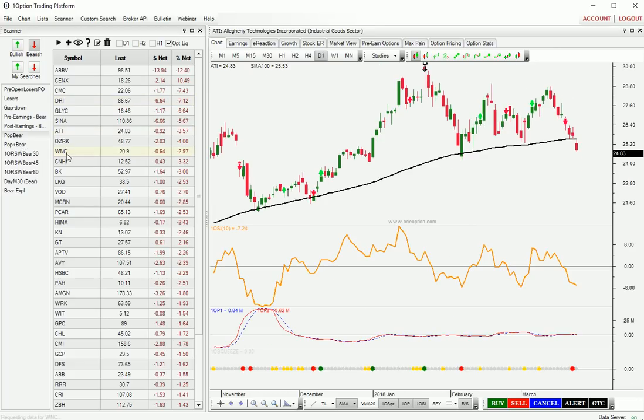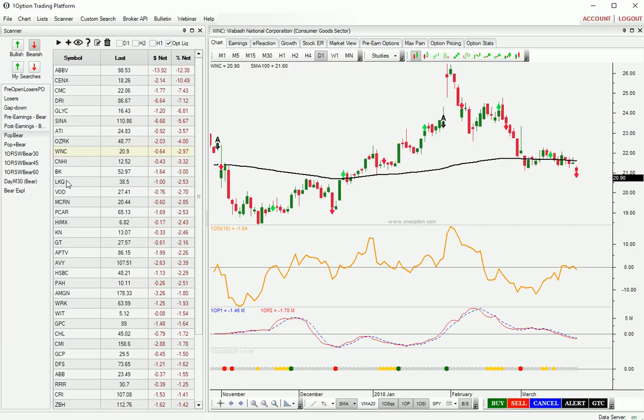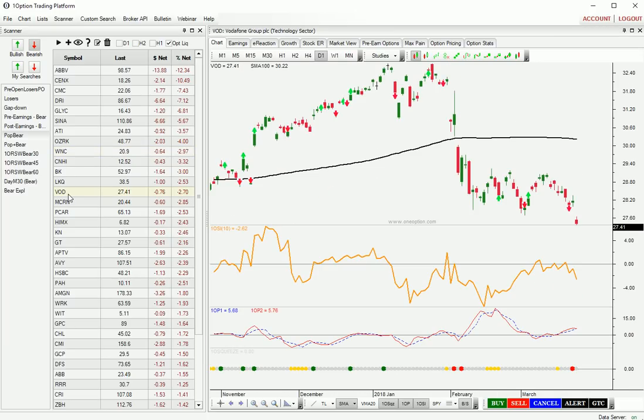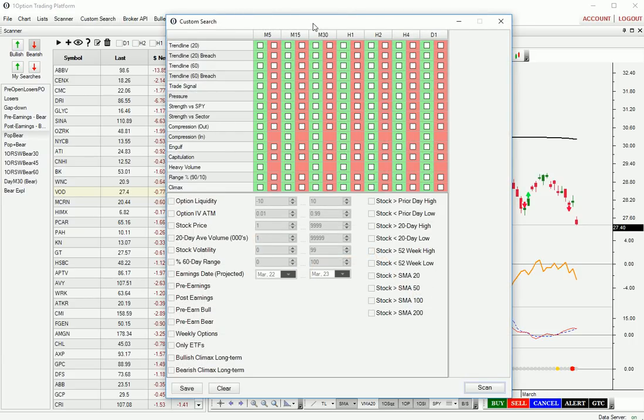Just going to flip through a couple more and then we'll get into some searches. I want to use the custom search on a day like today. Negative, breakdown, that's a nice short. So let's use the custom search. I'm going to pop it up.